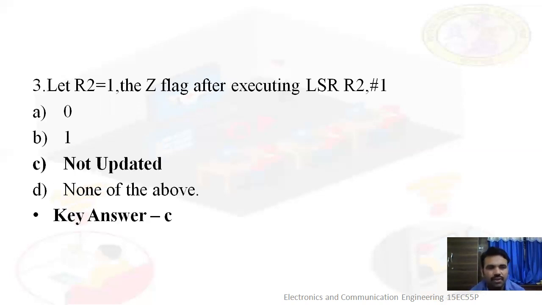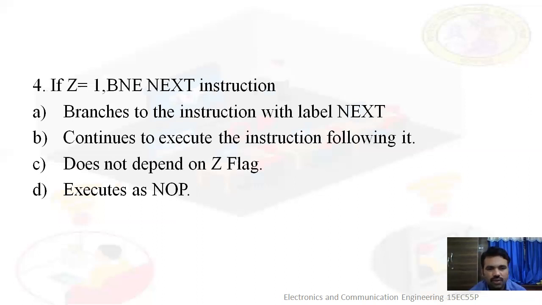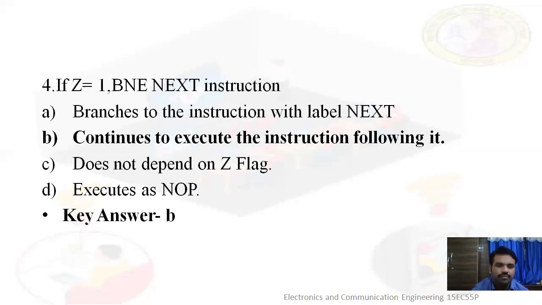Now let R2 be equal to 1. That is, if the zero flag is equal to 1, BNE next instruction, here next is the label. What will happen? It checks the zero flag. BNE will take the control to next only if the zero flag is equal to 0. Since the zero flag is equal to 1, the execution continues to execute the instruction following it. That is, the answer is B.